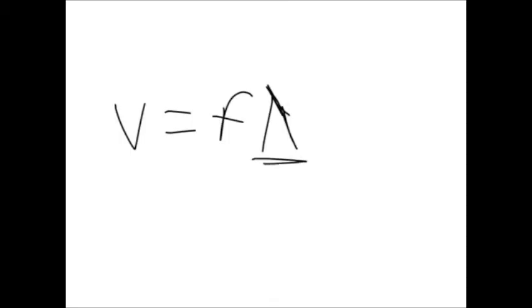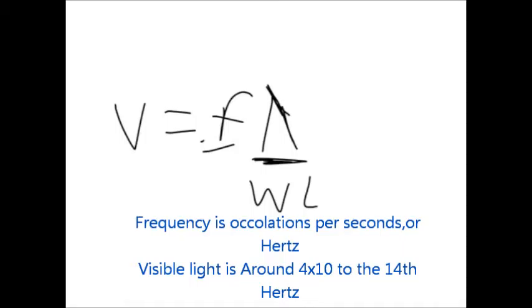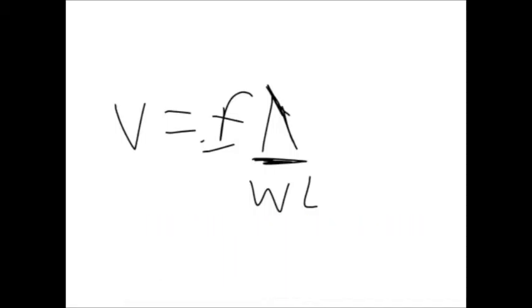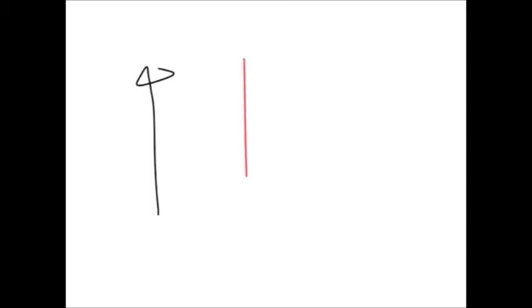The speed of an electromagnetic wave is represented by the equation V equals F lambda. This symbol right here, lambda, means wavelength. And this F means frequency. So if you multiply the frequency by the wavelength, you get the wave speed. Another important thing to remember is that as the frequency goes up, the wavelength is going to shorten.